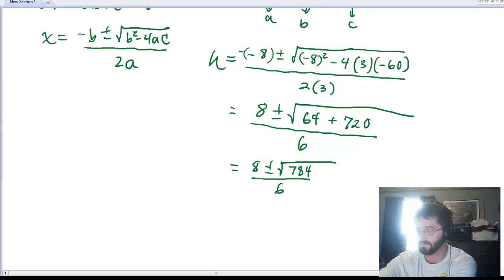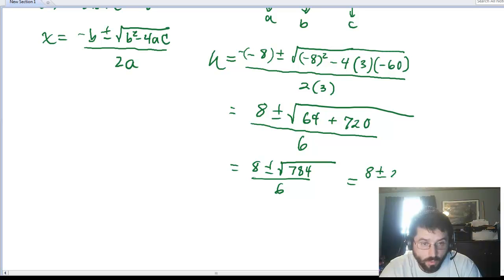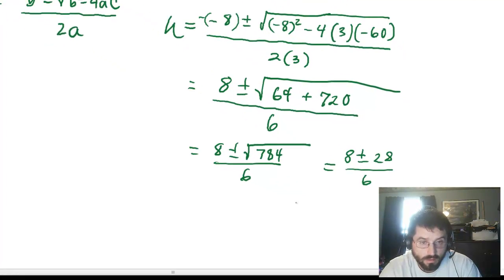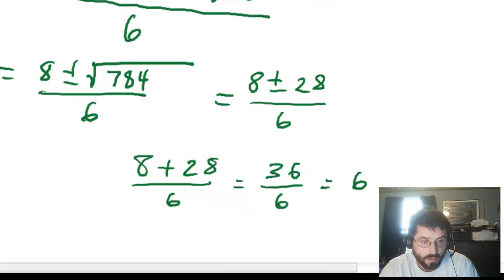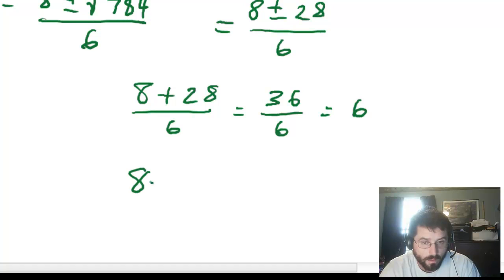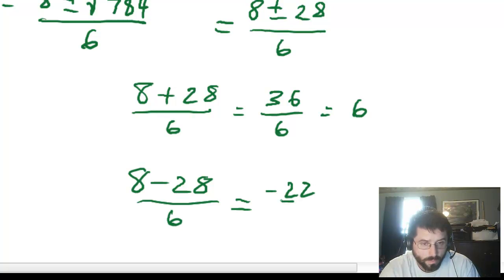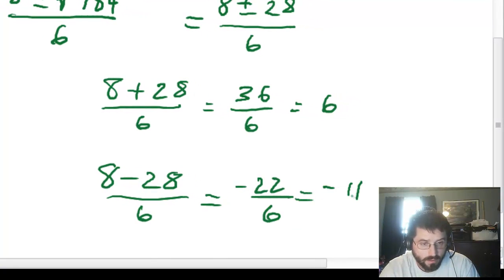The square root of 784, I'll just use a calculator, should be less than 300. It's 28. Or less than 300. I meant less than 30. It's 28. So we get 8 plus or minus 28 over 6. 8 plus 28 is 36 over 6, which is 6. And 8 minus 28 over 6 is negative 22 over 6, which is negative 11 over 3.